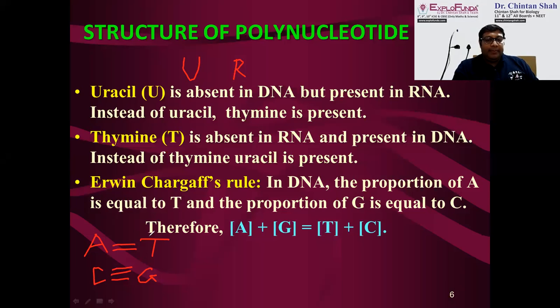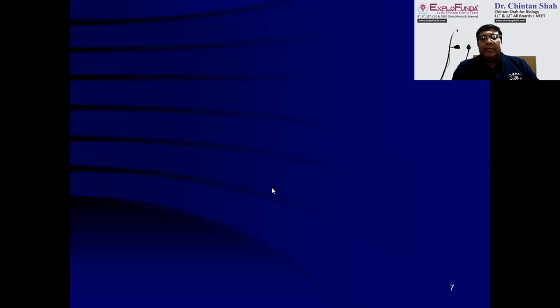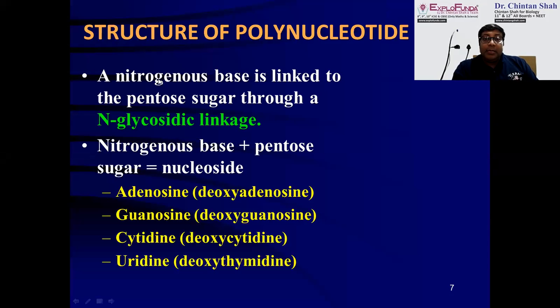Still there are lots of slides I am going to show you on the one concept only, whatever I have already explained, but I have to show you all of those. So here you can see the nitrogenous base is linked to the pentose sugar through an N-glycosidic linkage. What do you mean by that?